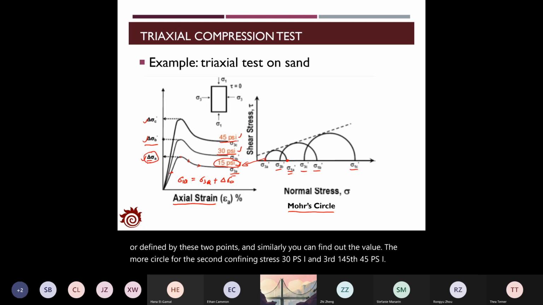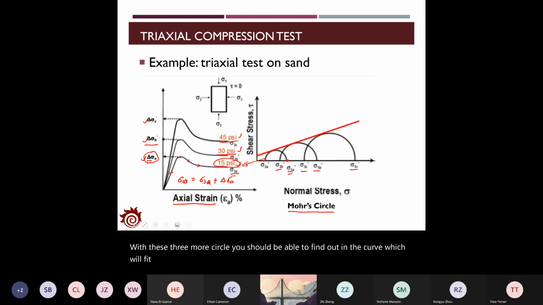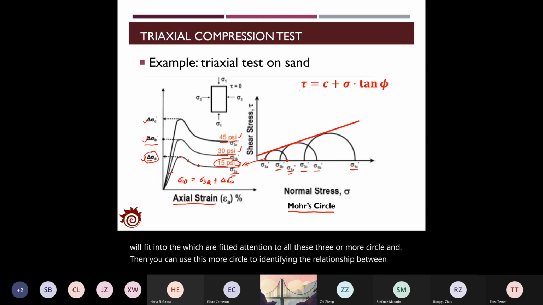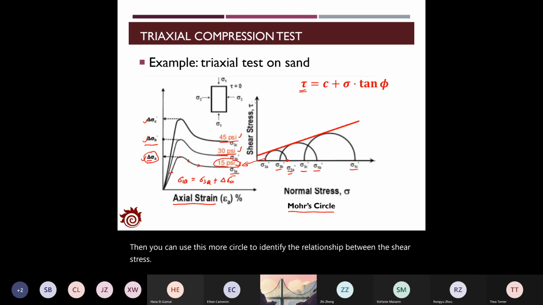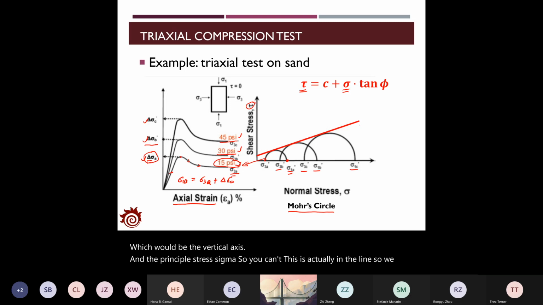With these three Mohr circles, you should be able to find the curve which is tangent to all three Mohr circles, and then you can use it to identify the relationship between the shear stress, which is the vertical axis, and the principal stress sigma. So this is actually a line, so you can find the linear relationship.